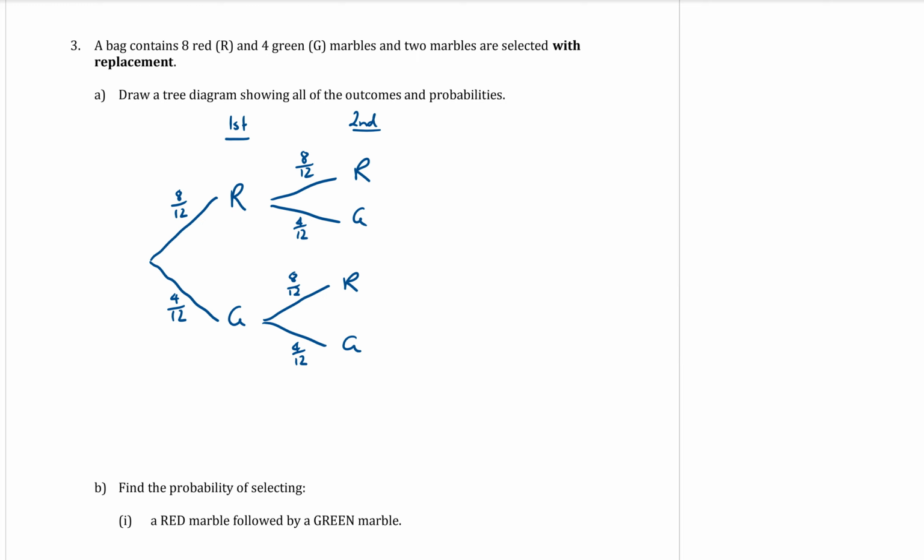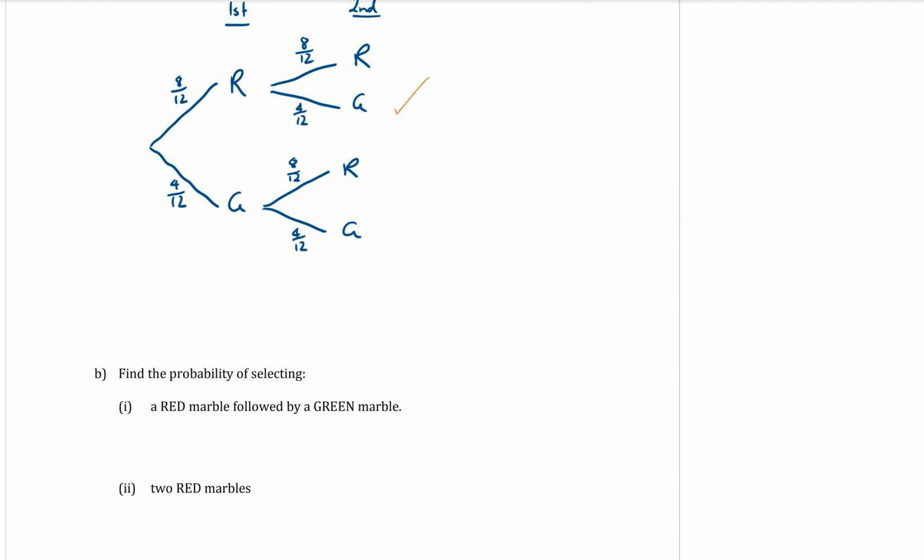Okay, now we want to find all those probabilities again with our new tree diagram. So find the probability of red, green, this branch. Remember, you multiply the numbers along the branch. So that is 8 over 12 multiplied by 4 out of 12. And that equals 2 out of 9. Sure, you can do the calculating part on your calculators.